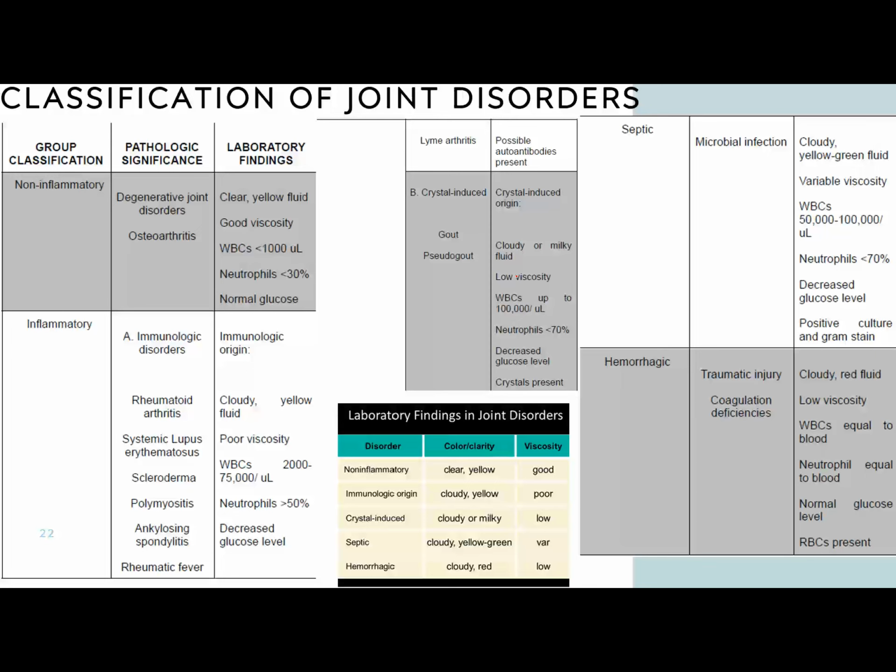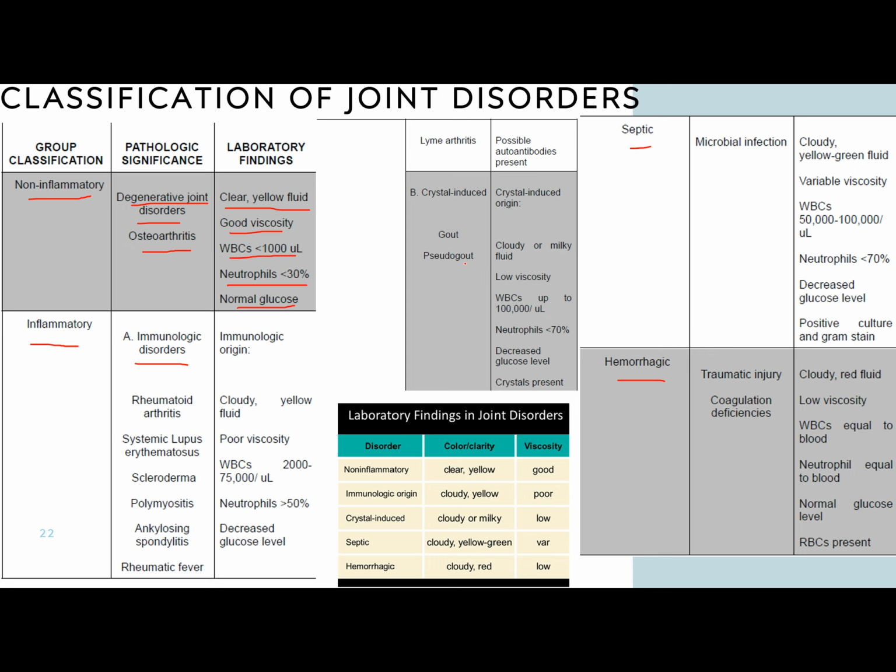Then these are the classifications of joint disorders. So we have the groupings, class. For the groupings, class, we have the non-inflammatory, the inflammatory, then we have the septic and the hemorrhagic. So let's start first with the non-inflammatory. The non-inflammatory group, class, would involve degenerative joint disorders and osteoarthritis. Findings would include clear yellow synovial fluid, good viscosity, WBCs of less than 1,000 per uL, neutrophils less than 30%, and normal glucose.